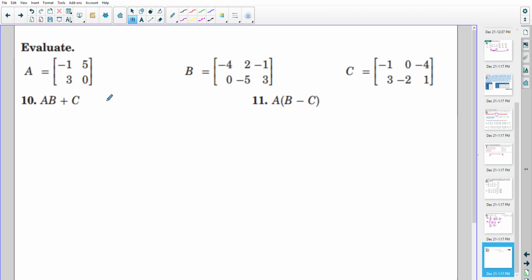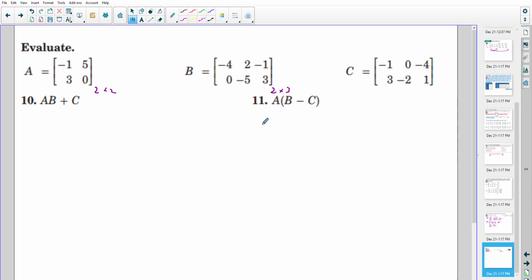Now you can multiply things through as well. If you look at this very first one, you can see that A times B plus C would be where you multiply these two. This is a 2 by 2 and a 2 by 3. You could actually multiply them, and your finishing product would be a 2 by 3 matrix. But I'll go ahead and do number 11.